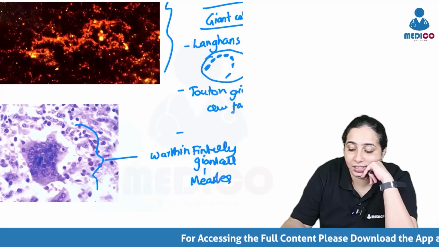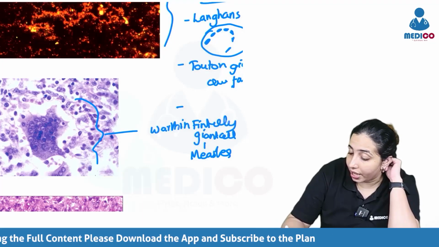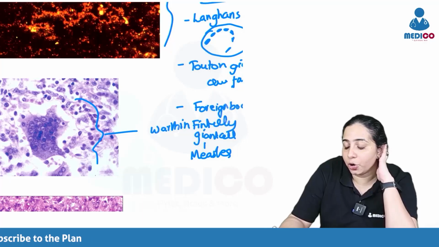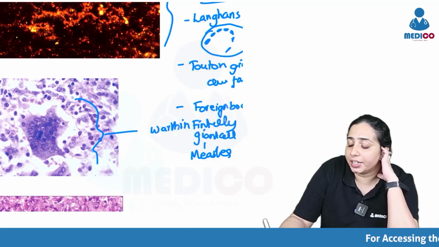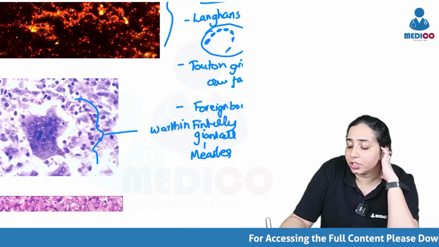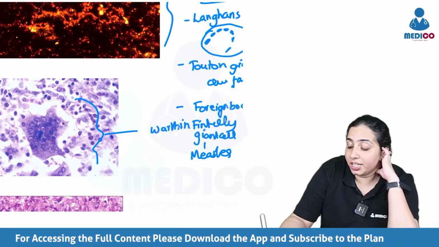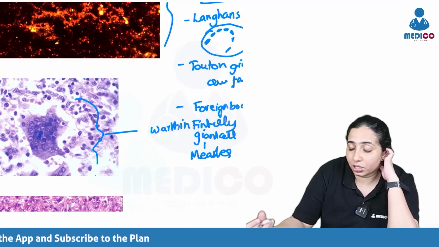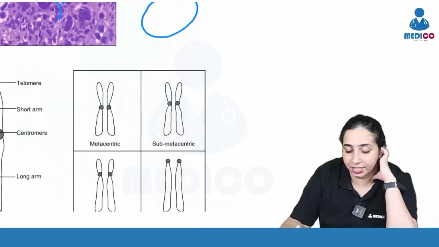Then what are the other giant cells that you know of? So you have Langhans giant cell, Touton giant cell. Then you can also have foreign body giant cell. Now this foreign body giant cell, again, there will be uniformly arranged nuclei, and this may contain fragments of your foreign body inside. Usually it is either suture material or talc or something like that. So that is it about giant cells.